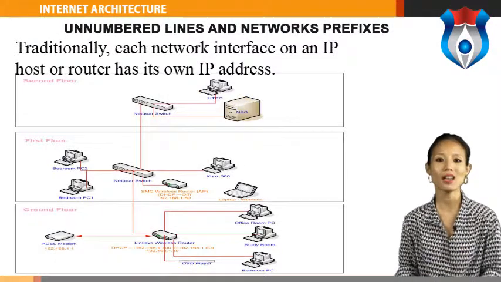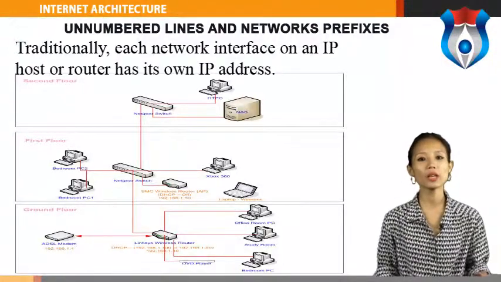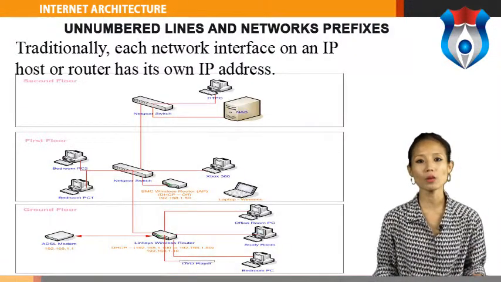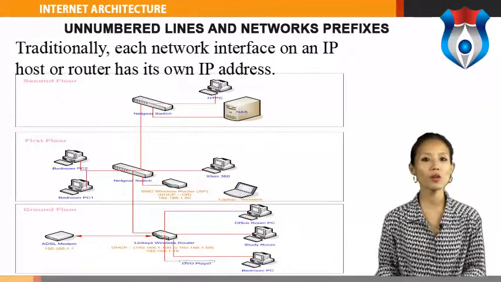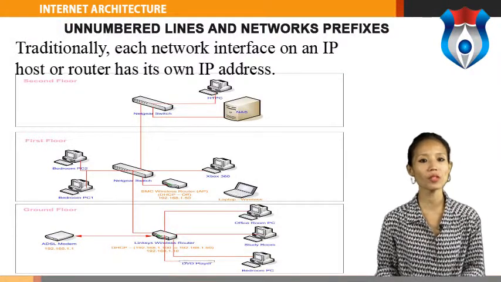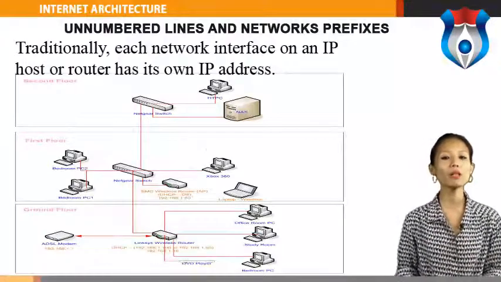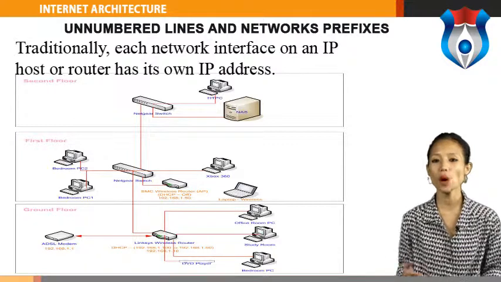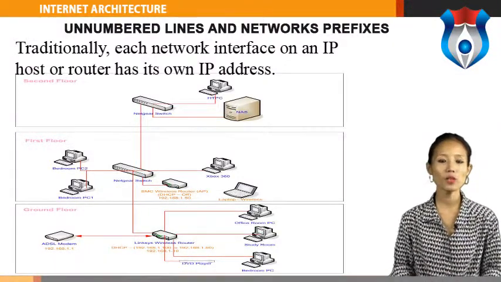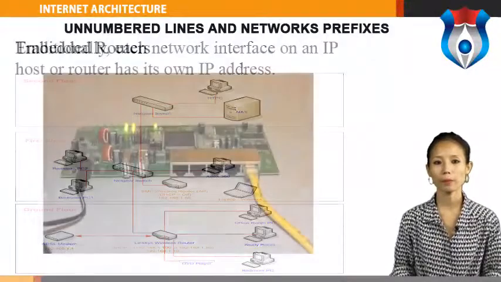Let us now discuss unnumbered lines and network prefixes. Traditionally, each network interface on an IP host or router has its own IP address. This can cause inefficient use of the scarce IP address space, since it forces allocation of an IP network prefix to every point-to-point link. To solve this problem, a number of people have proposed and implemented the concept of unnumbered point-to-point lines. An unnumbered point-to-point line does not have any network prefix associated with it.